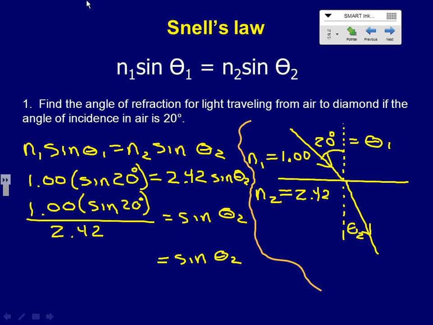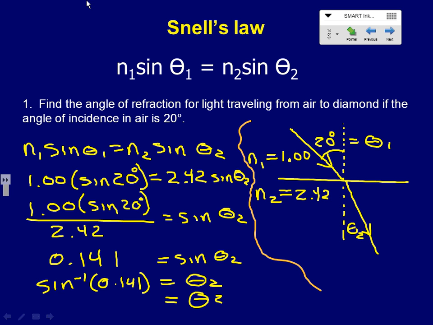Yep. 0.141. Do we like 0.141? So now I've got to get the theta by itself, and that's where we bring that sine to the other side, and it makes it an inverse sine. So inverse sine of 0.141 is equal to theta 2, which is what we want to find. Theta 2 is equal to.